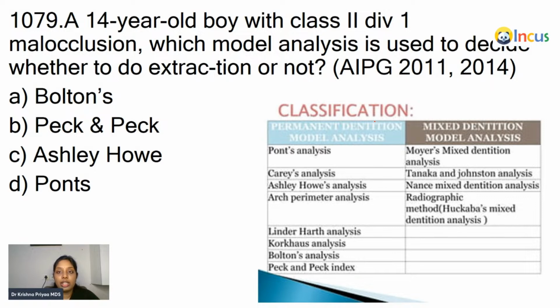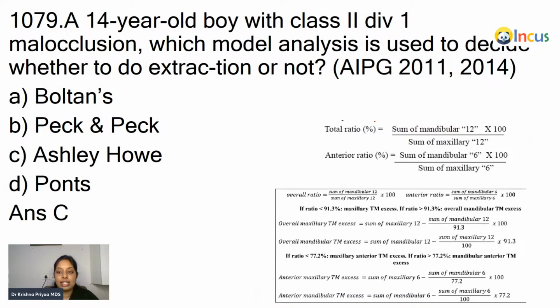A 14-year-old boy with a class 2 division 1 malocclusion: which model analysis is used to decide whether to do extraction or not? We've seen two cases, extraction or non-extraction, with Carey's analysis or Ashley House analysis, and both scenarios represent the extraction or the expansion case. So here the answer would be Ashley House analysis.